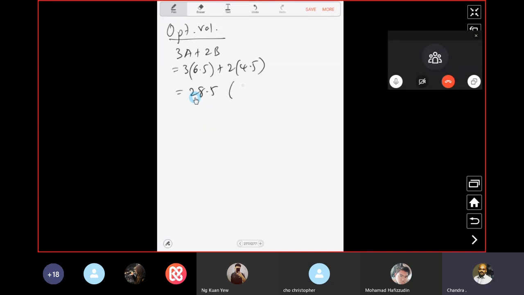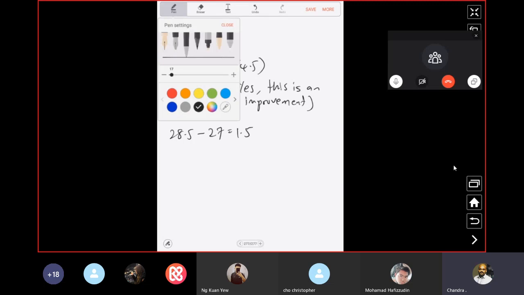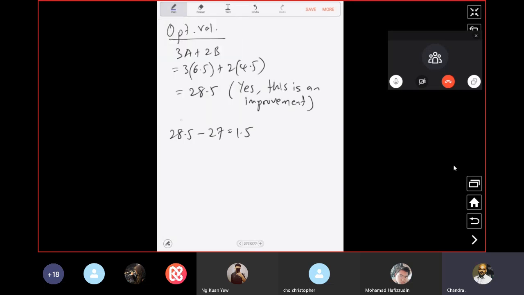Therefore, this is an improvement. How much has it improved? Take the new value minus the original value, you will get 1.5. Remember, take the new value minus the original value, you will get 1.5.